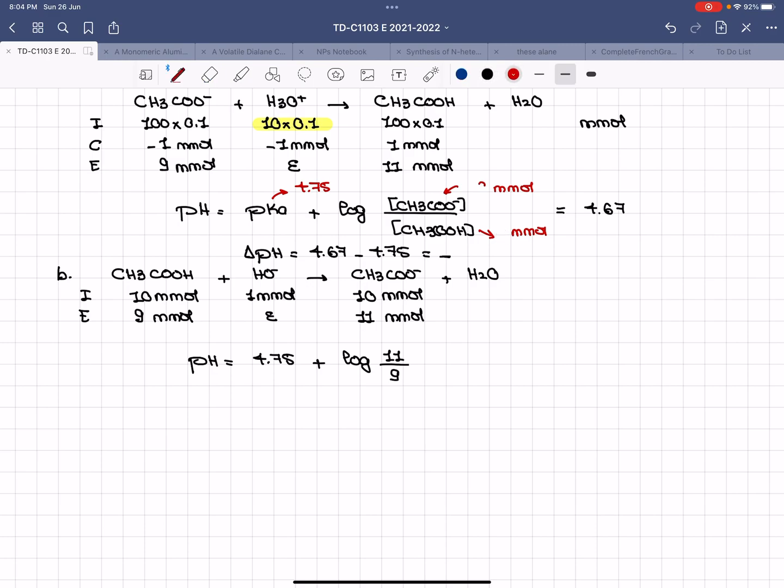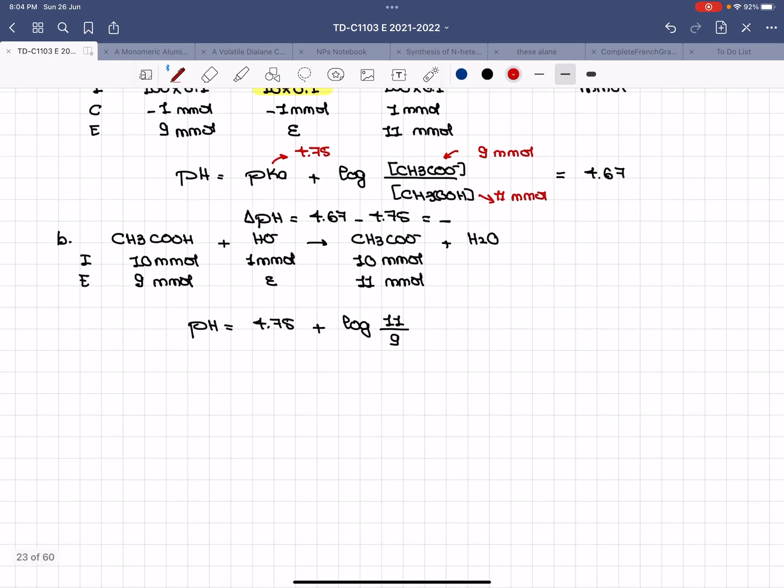Okay, it's 9 divided by 11. The base is 9, the acid is 11. So 11 divided by 9, and this will approximately be around 4.8. And you can simply now find the delta pH. You will notice that the delta pH is actually exactly the same from above and below. Okay, the only difference is plus. So let's assume that the delta pH is around 0.1.